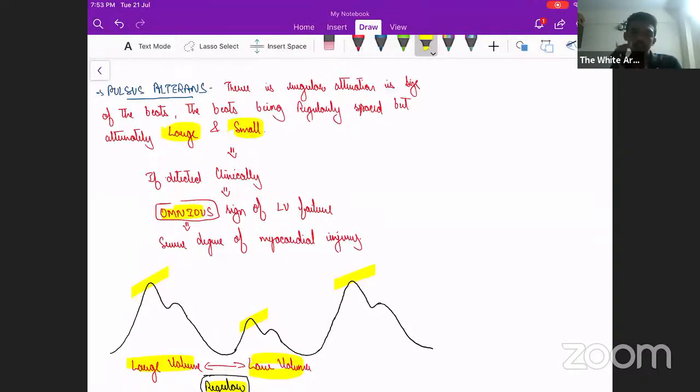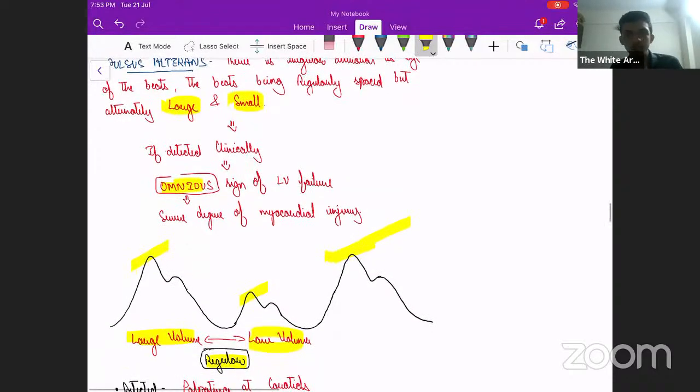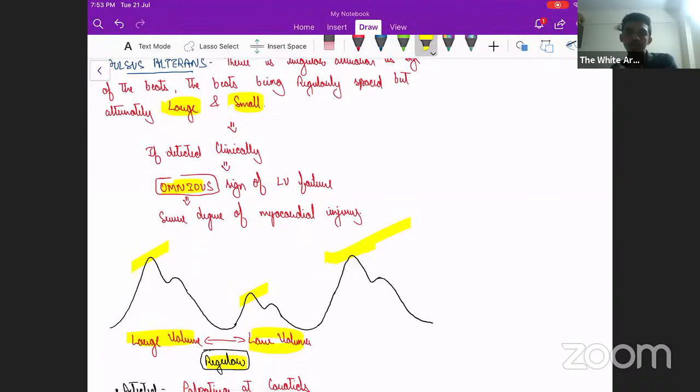So as a result of Starling's forces, the ventricle will contract more vigorously. So after that extrasystole, there will be a large volume pulse. In a normal patient, that extrasystole dies out. So that activity dies out.